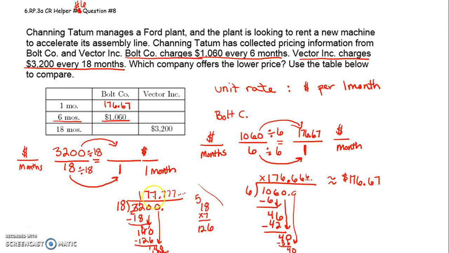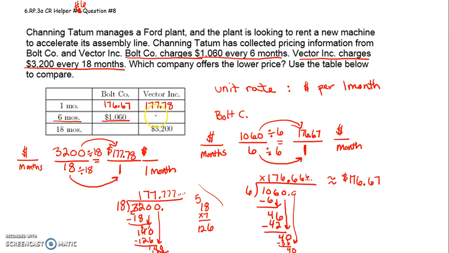And so now that's about $177.78. All right, I can tell you right now, Bolt Company will be cheaper. Which company has the lower price? Use the table to compare. So Bolt Company is definitely the lower price.